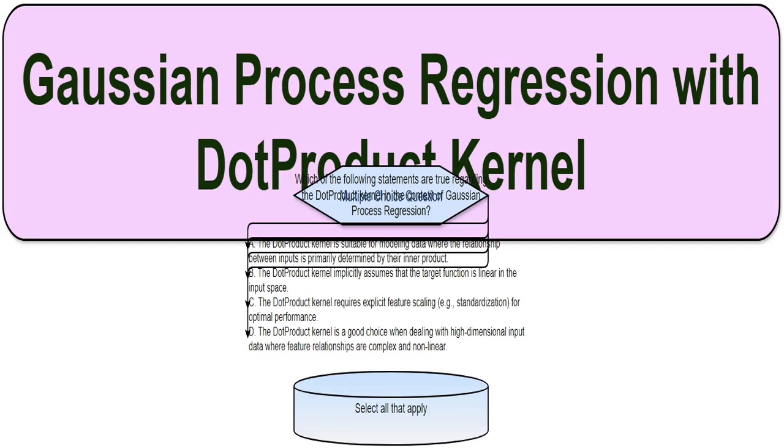We're using a Gaussian process, a powerful machine learning method, with a specific type of kernel called the DotProduct kernel. Think of a kernel as a function that measures how similar two data points are. The DotProduct kernel uses the dot product, a simple mathematical operation, to do this.